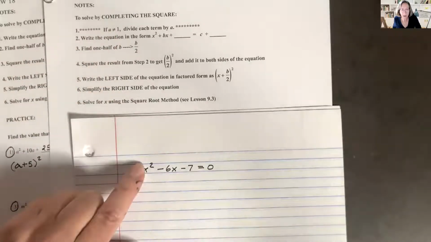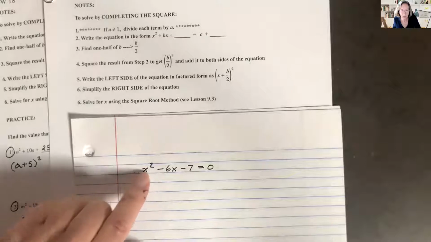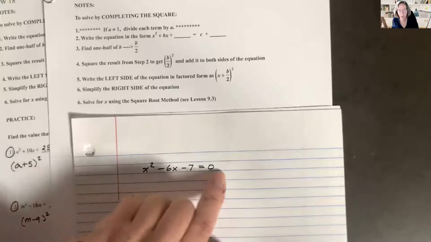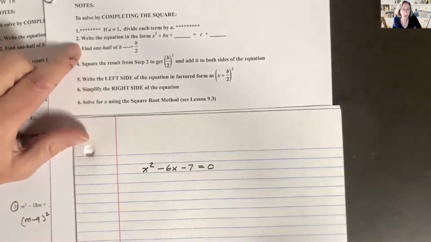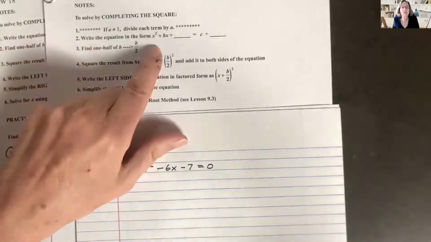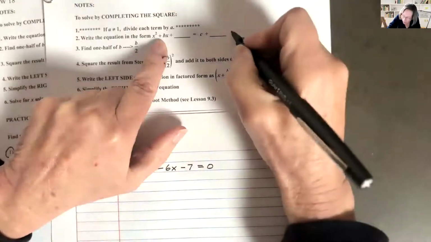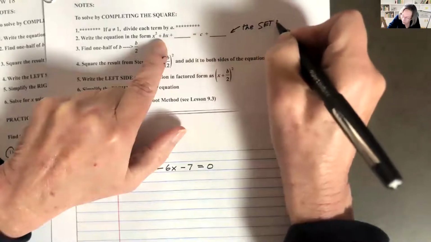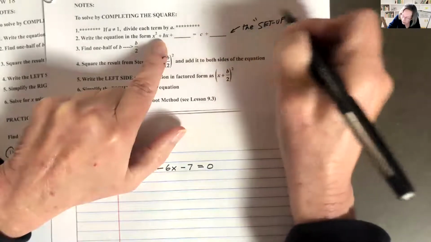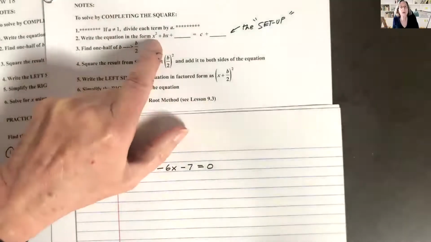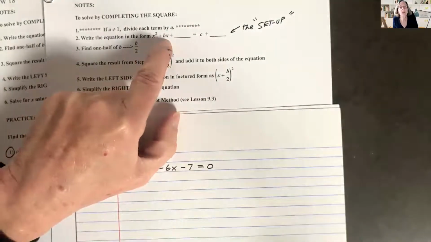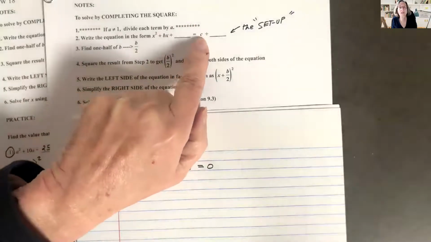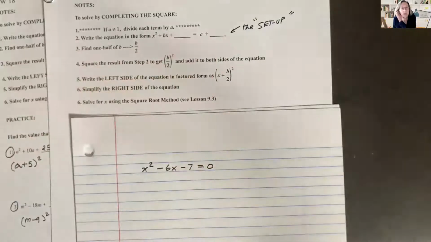There's an invisible 1 here as the a. If it's not equal to 1, we have to divide every term by whatever a is, whatever number that is. But we can skip that because a is 1. The next thing we do is we write what I call the setup. And the setup is getting the squared term and the linear x term, x to the first, on one side of the equation with a plus blank, and moving the constant to the other side of the equation with a plus blank.